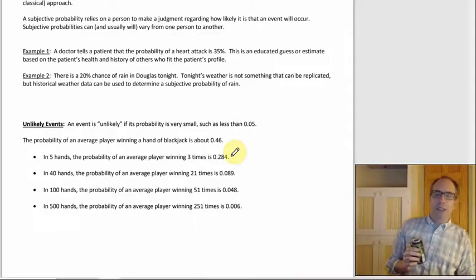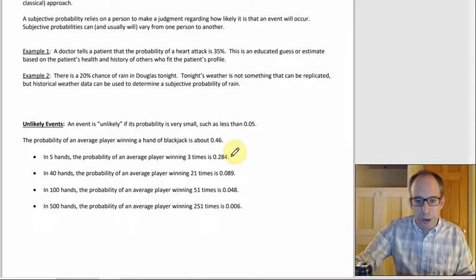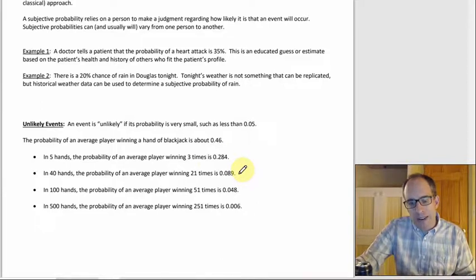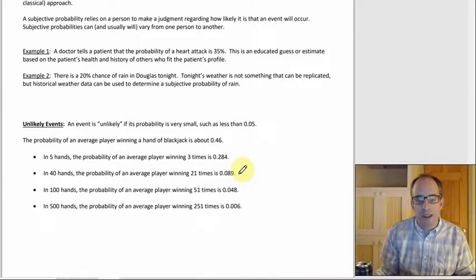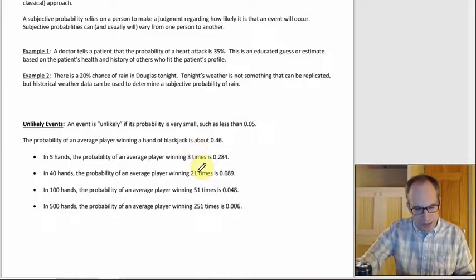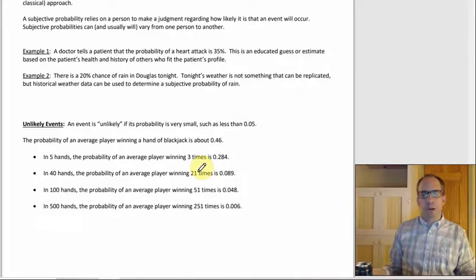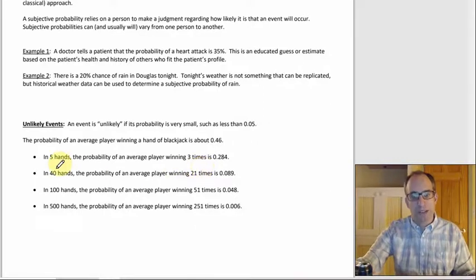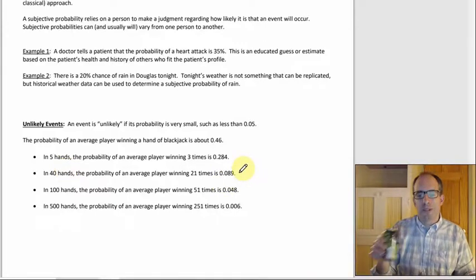But then in 40 hands, the probability of an average player winning slightly more than half, 21, is 0.089. So that's about 9%, right? 8.9%. Well, this actually is a lower percentage than the other one, because that one was 0.6 and this one is, what, 0.525, I think? So that's lower, but also we're playing more hands. Now that difference from 0.46, there's not going to be as much variability generally with more hands being played. But still, 9%, that's going to happen once in a while.